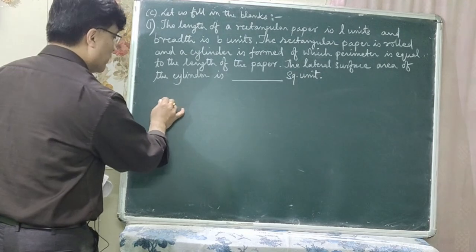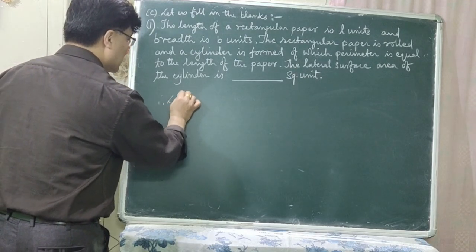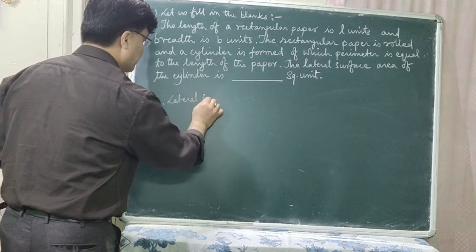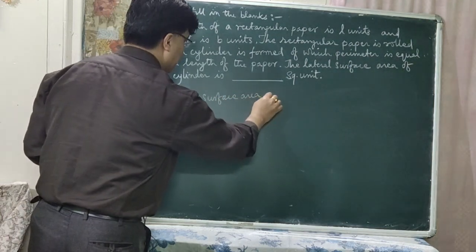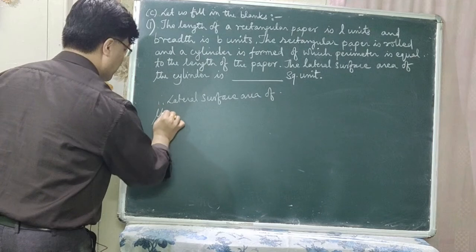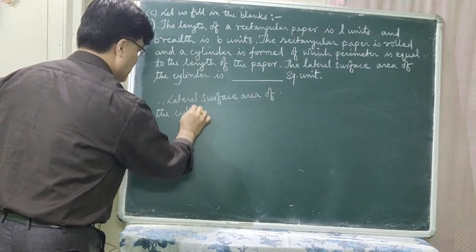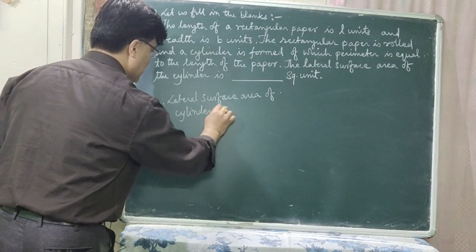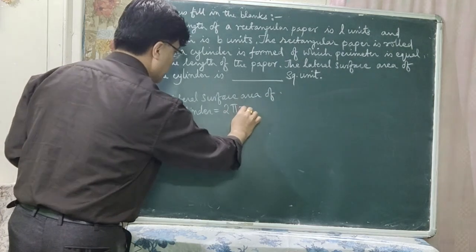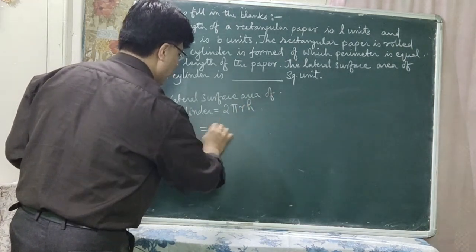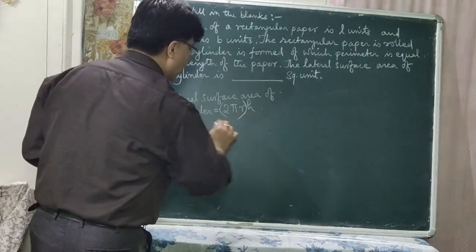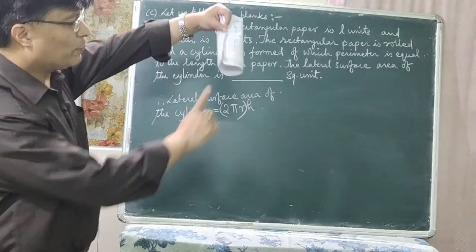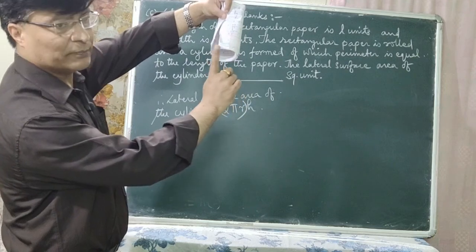So let us write down the formula here. Lateral surface area of the cylinder is equal to, what is the formula? This is your 2 pi RH is equal to, so यो 2 pi r भनेपछि के हो? What is meant by 2 pi r? 2 pi r भनेको नि यो पेरिमिटर अफ द सर्कल हो.